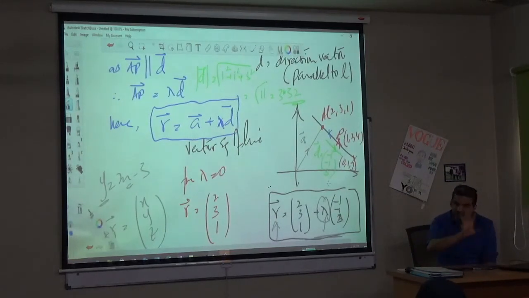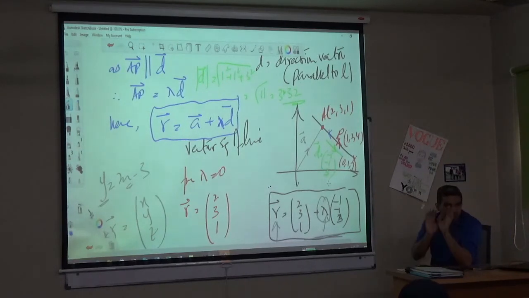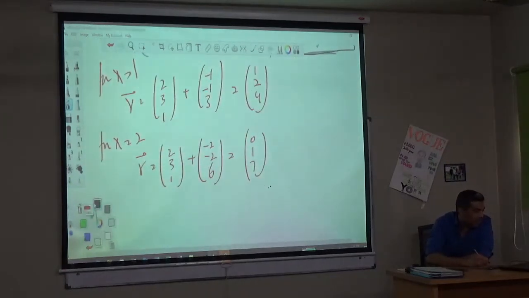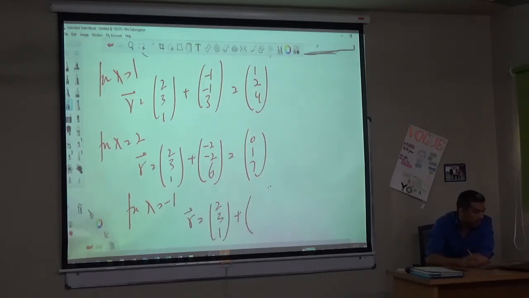Okay, now did we understand lambda is half, lambda is 1? Now can anyone tell me what lambda equal to minus 1 would signify? The point that you will get through lambda equal to minus 1 would be one direction vector away from A, but on the opposite end of it. So for lambda equals minus 1, my R value would come out as 2 3 1 minus 1 1 minus 3, that would come out as 3 4 minus 2.